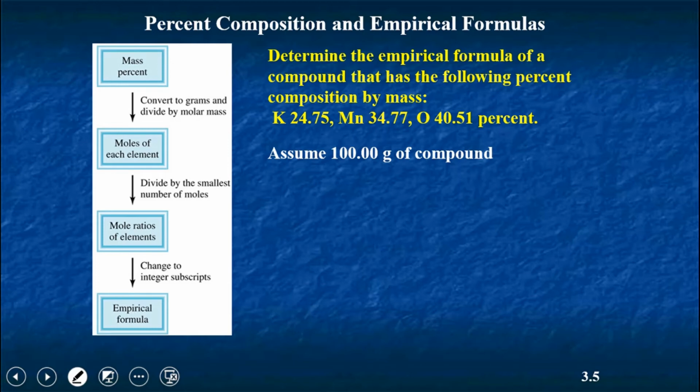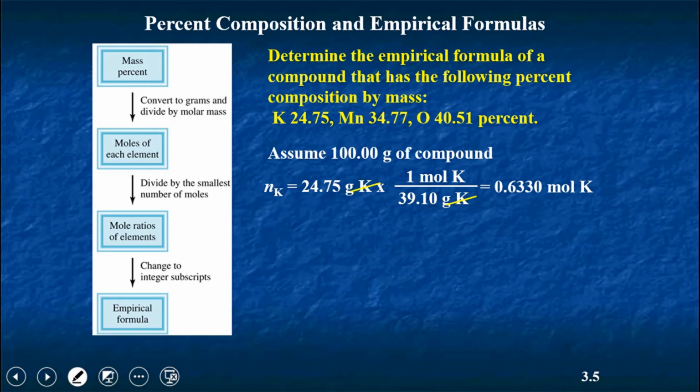So how many moles of potassium do I have? Well, if I have 24.75 grams of potassium, and I use as my conversion factor the molar mass of potassium, which is 39.10 grams. Again, just like we do in dimensional analysis, the grams cancel out, and I end up with 0.6330 moles of K.